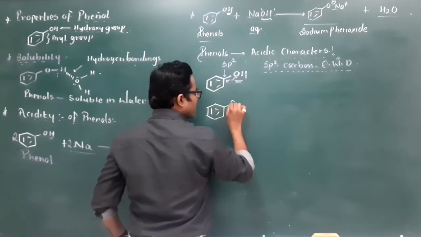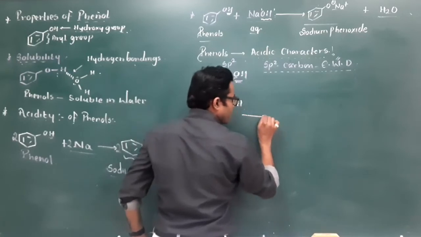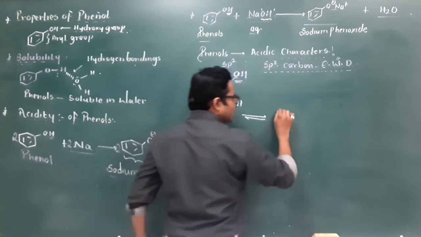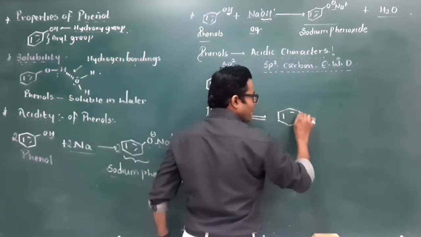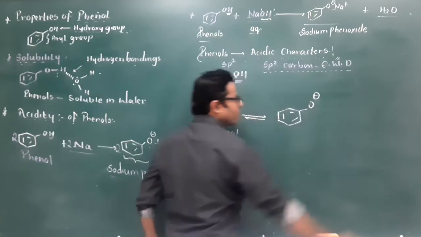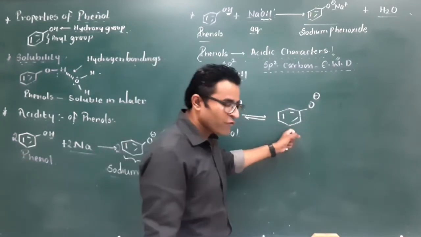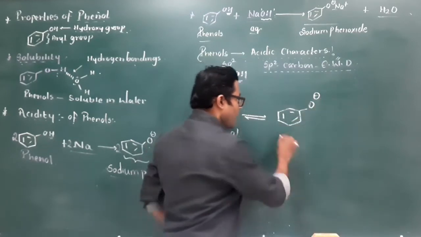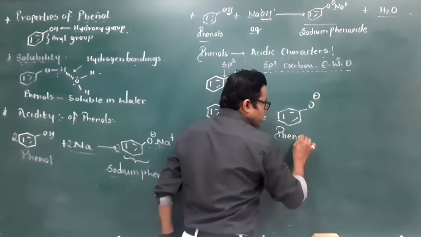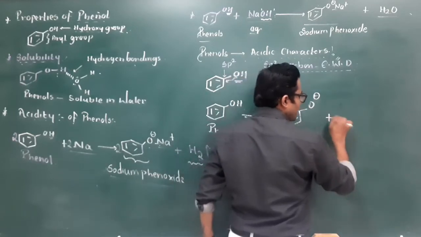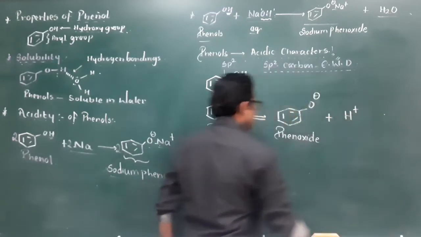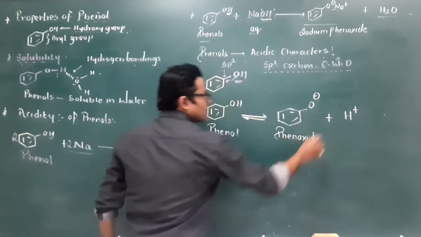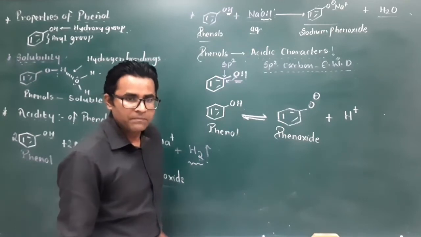this particular phenol gets ionized to a phenoxide ion. A phenoxide ion is nothing more than your benzene system connected to oxygen having a negative charge. Now, a phenoxide ion is formed along with H+. Now, this particular process is a reversible process. It keeps on happening repeatedly, right?